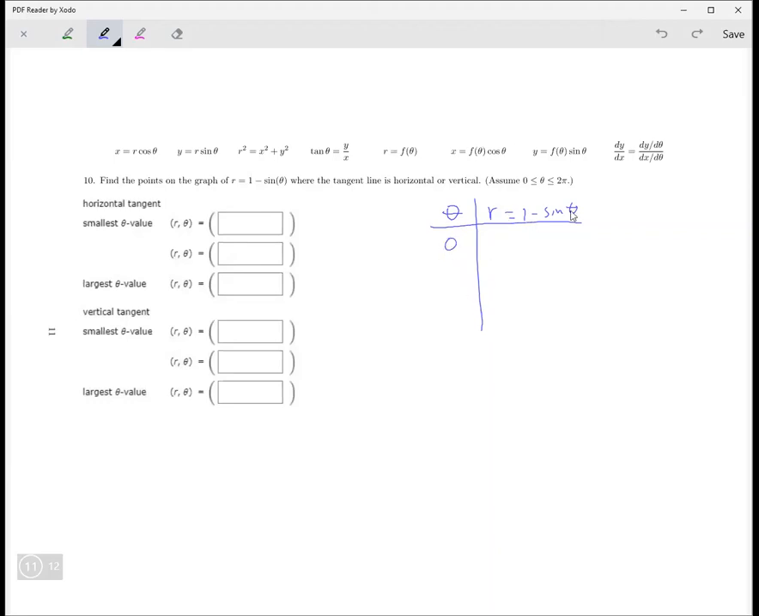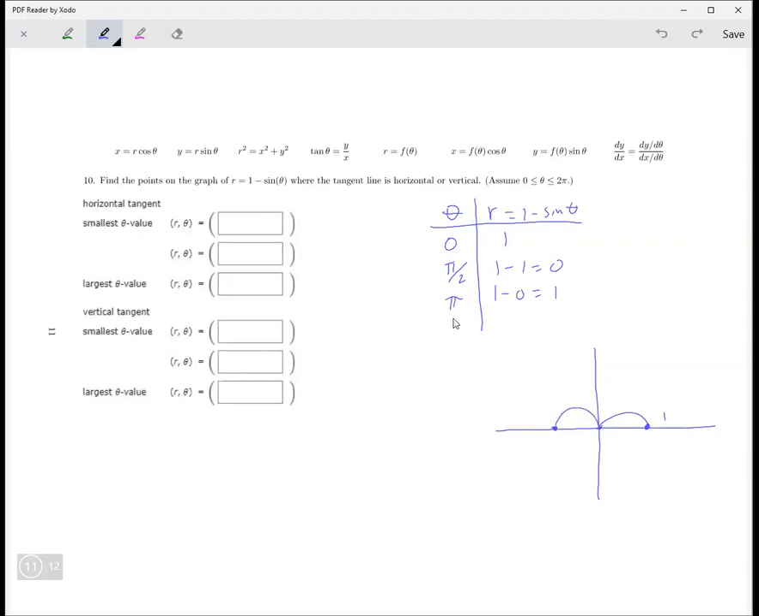Okay, so when theta is 0, then sine is 0, so that's just going to be 1. Okay, and so let me do the graph over here. So when you're at this angle, you're here at 1. And when theta is pi over 2, sine of pi over 2 is 1, so that's 1 minus 1, which is 0. So as you go from here to here, you go like that. And then when you get to pi, which is this angle coming out here, you get 1 minus 0, you get 1 again.